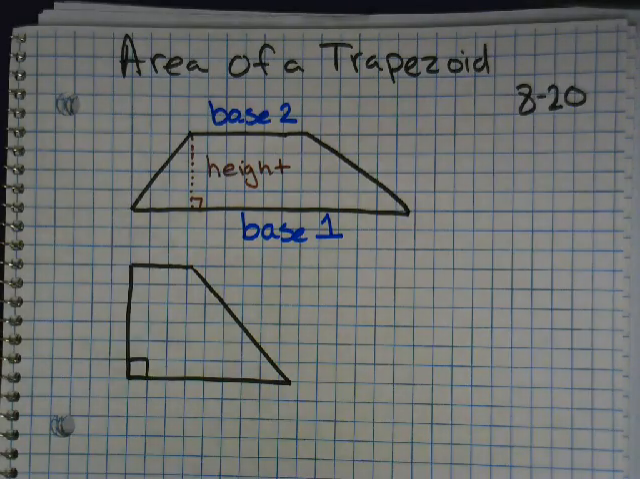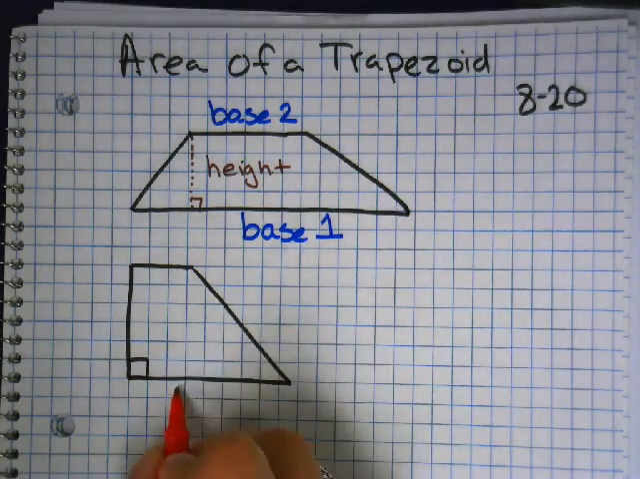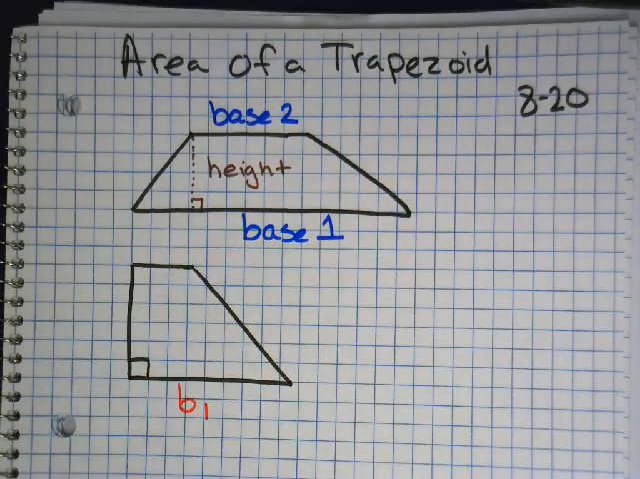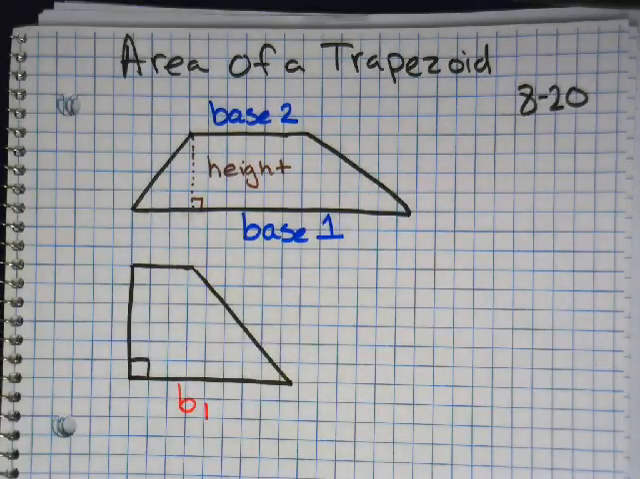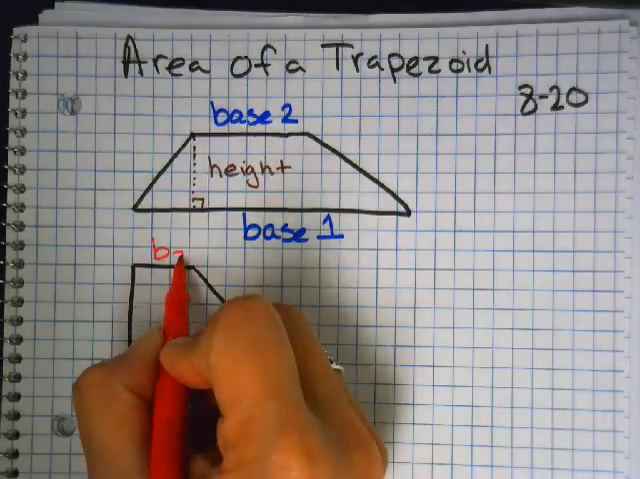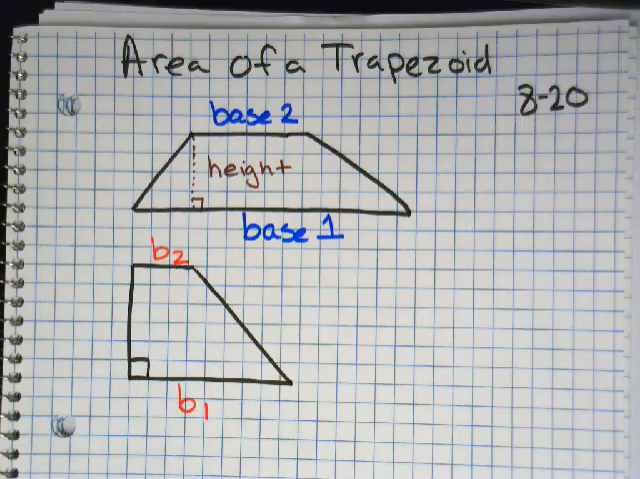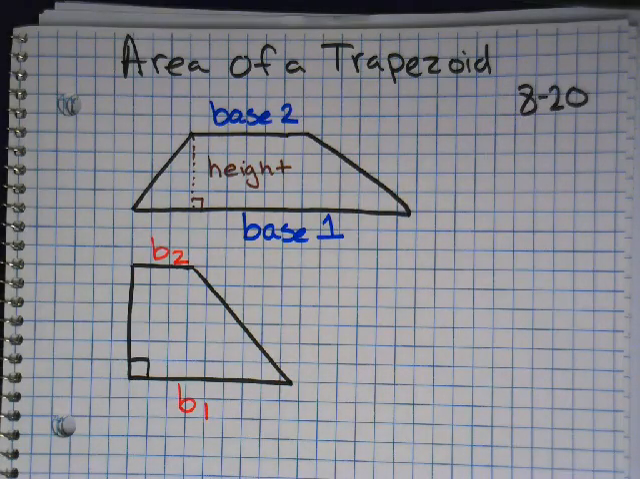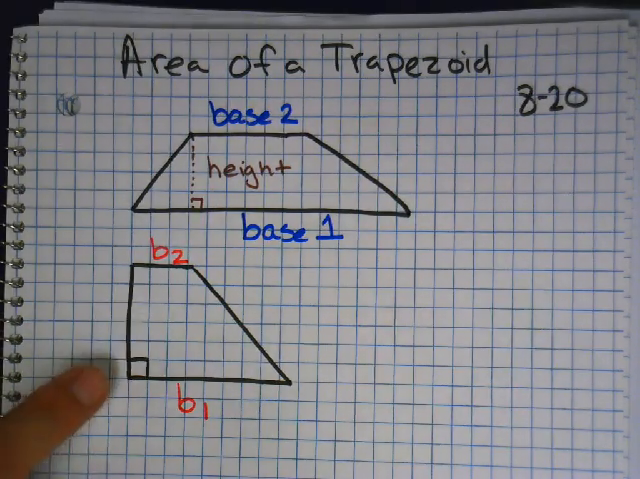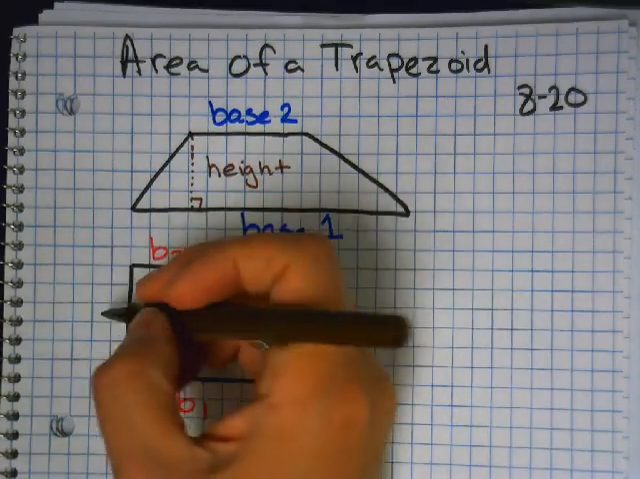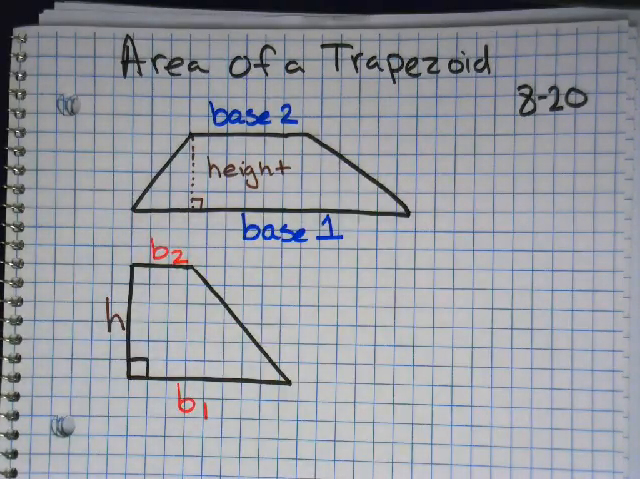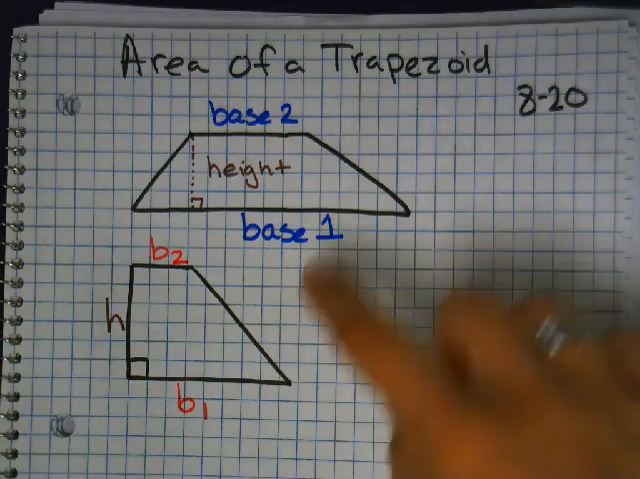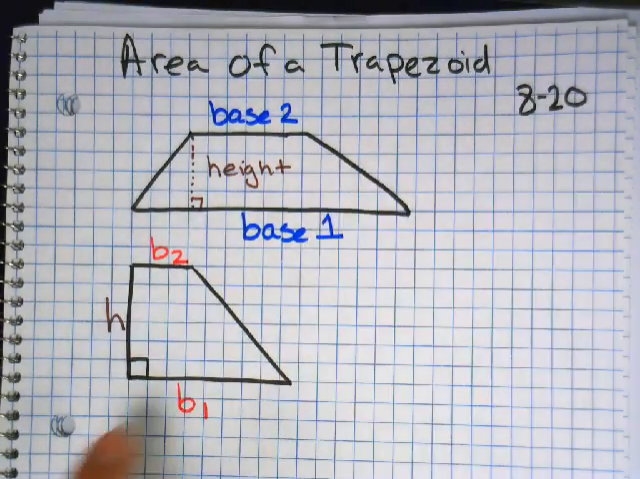Now in math, we like to abbreviate. So instead of writing base, we're just going to write B1. And then instead of writing the word base 2, we're just going to go B2. So if you see B1 and B2, all that means is just base 1 and base 2. What do you think we're going to use for height? The letter H. Now, do you see how it forms the 90 degrees there? So that means that I can use this line as my height. I'm okay to use that line as my height. So base 1, base 2, and then your height. Okay, so this is the most famous trapezoid, but this is a different looking trapezoid.